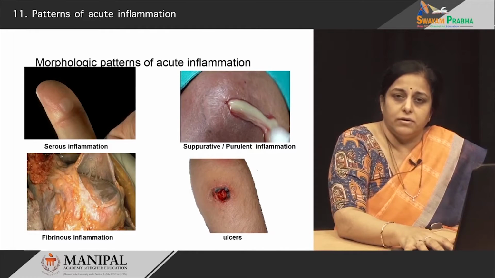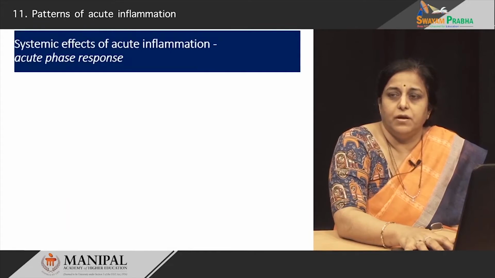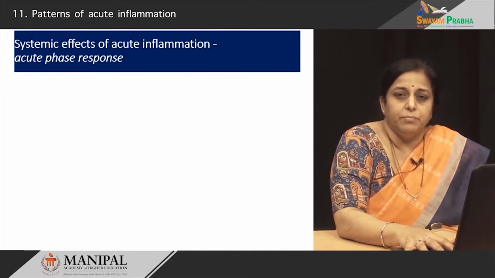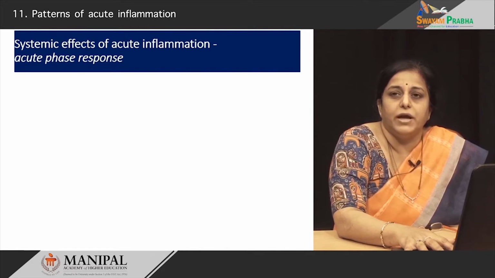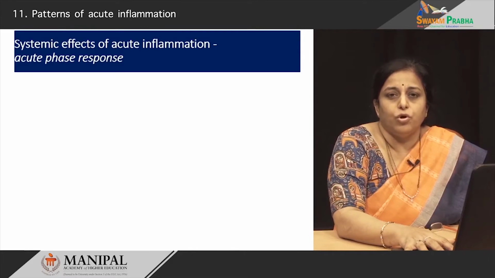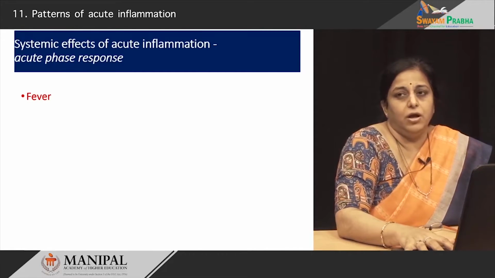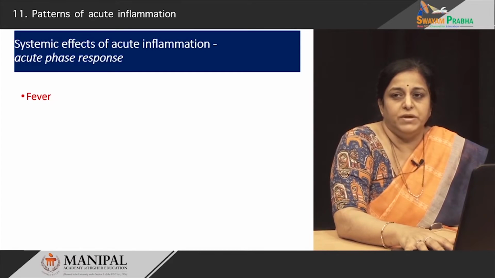So, next coming to another important topic, that is the systemic effects of an acute inflammation, or acute phase response. We know that when we have a sore throat or an infection in any part of our body, we also get fever. So, fever is an important systemic effect of acute inflammation. What causes fever in inflammation?